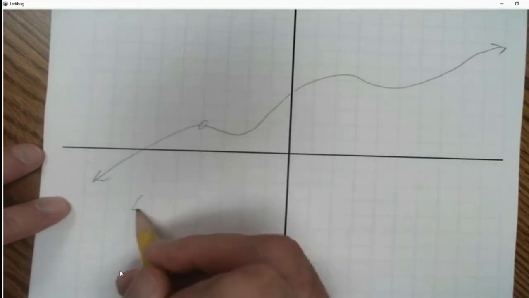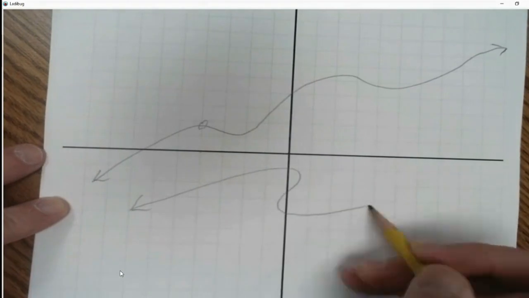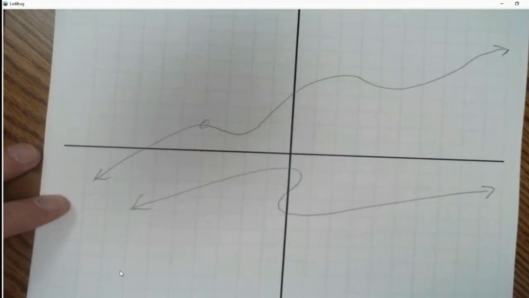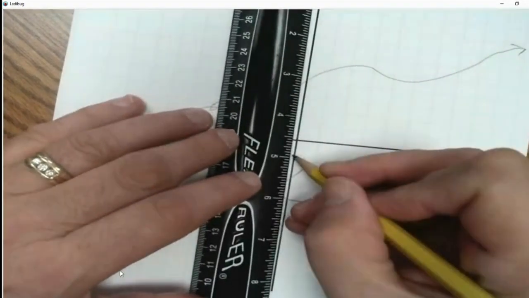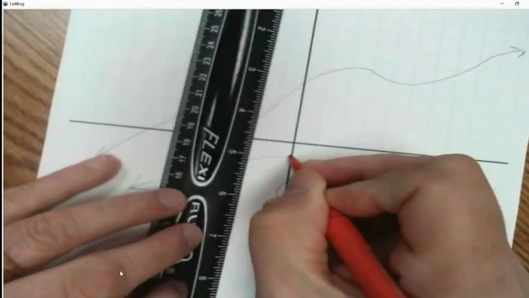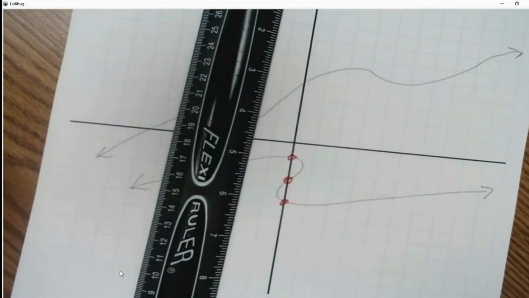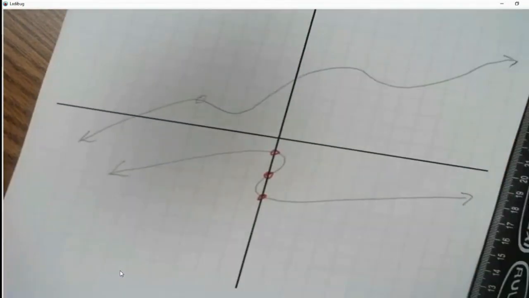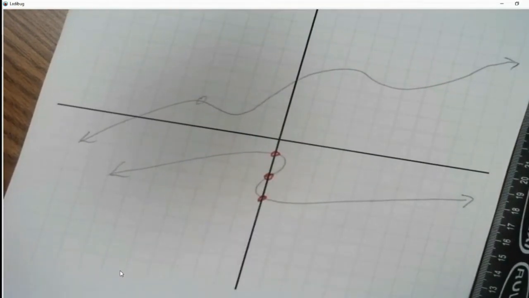If my graph did this, now right here, when the x is 0, look, there are 3 different y's. I'm going to mark those in red. For this x, this is a y, this is a y, this is a y. That's not a function. It's not a function because if I say what is the y when x equals 0, you have 3 different answers. You should just be able to give me one answer if it's a function.